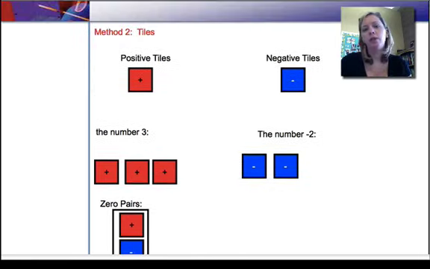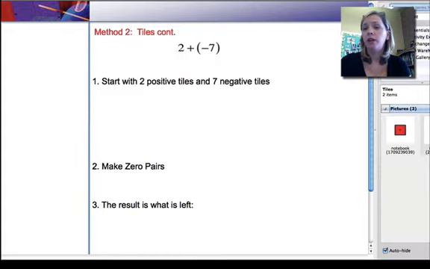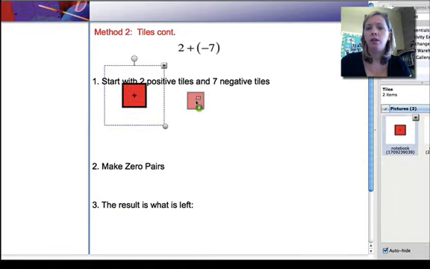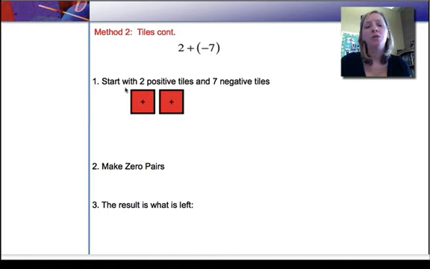So now let's go back to what we were going to do, and that is the computation 2 plus negative 7. It's the same example as before. We gained 2 yards on the football field, and then we lost 7 yards. Where are we going to be? This time, we're going to start with 2 positive tiles, and put them right next to each other. So we're going to start with 2 positive tiles and 7 negative tiles.